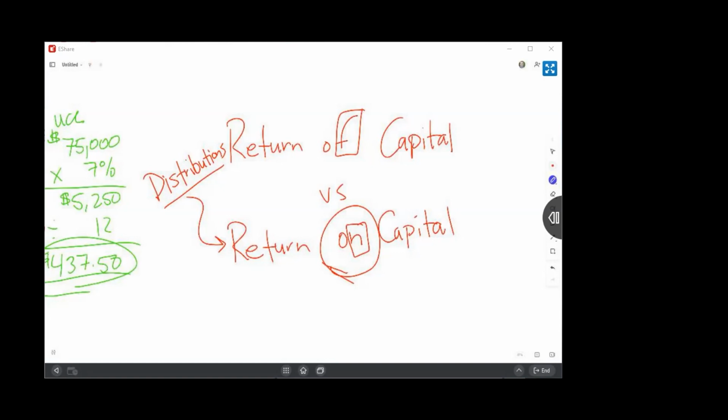These cash flow distributions during the hold period should be calculated as return on your capital, not return of your capital. This up here is a big no-no. All right, so we talked about that a little bit.